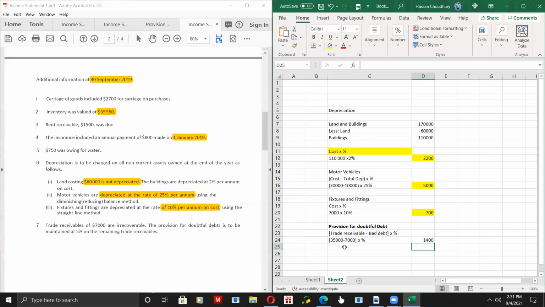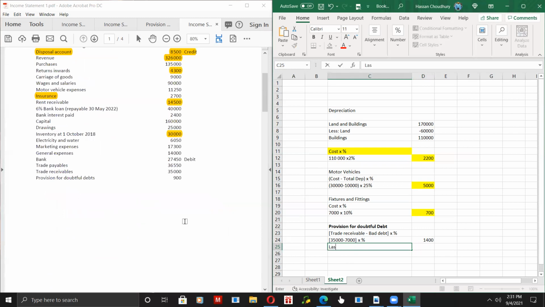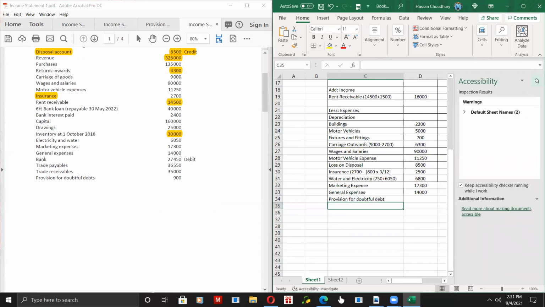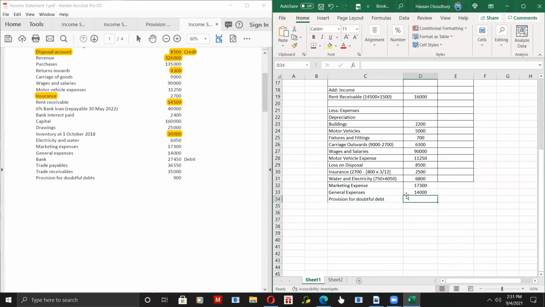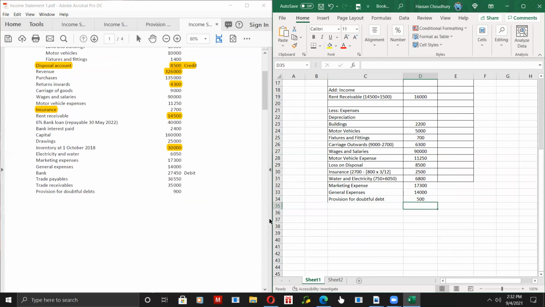After that, you got to look at last year's provision, which is 900. So you've got an increase in provision, right? Your increase in provision equals this minus this, which is 500. Last year you had 900, this year you have 1,400. So the increase in provision is an expense of 500. Okay, so you've got all that done.